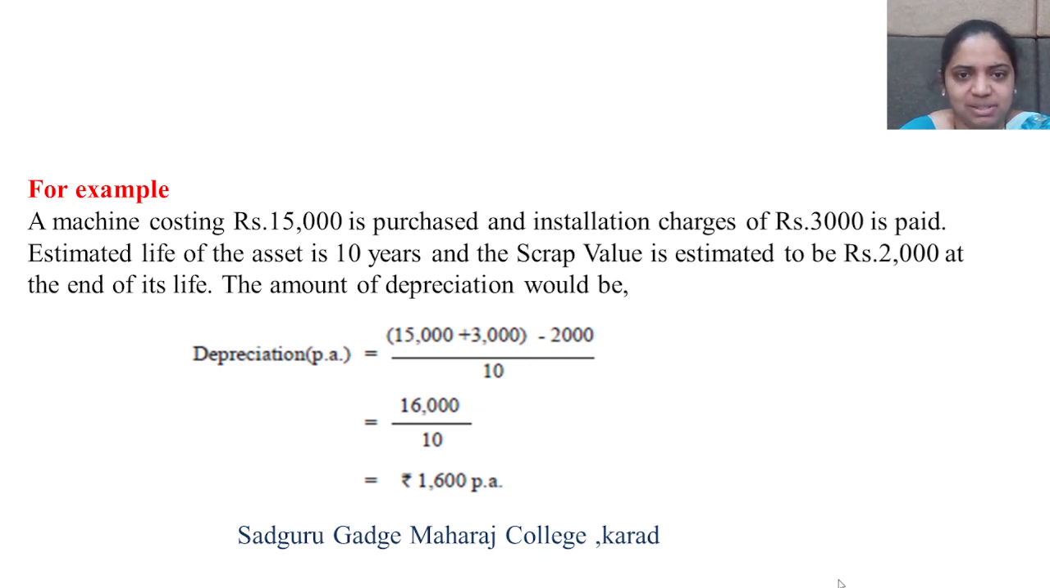15,000 plus 3,000, how much is that? 18,000. Minus 2,000, how much? 16,000. 16,000 upon 10, how much? 1,600. So what will be the amount of depreciation? 1,600. It's so easy. You have to just apply the formula and you can get the answer for depreciation. This was about the first method, fixed installment method. Let's see the second method.